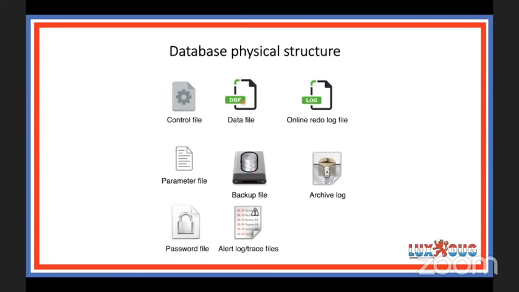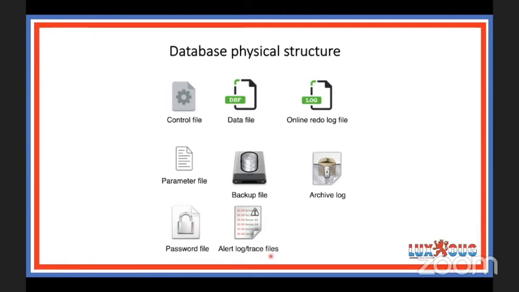Backup file is the copy of the data file. Archive log is a copy of the redo log file. Password file contains information about administrative users. Why do we need this file? Because when the database is stopped, we still need to connect to the database. And if the password is saved inside the database, then we won't be able to connect because it's down. So we need some external file for that.